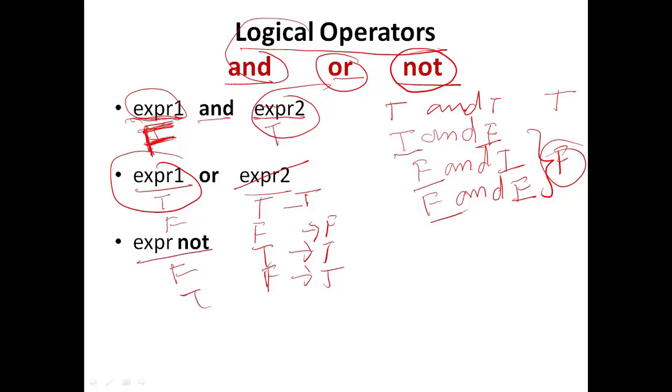The last one is the NOT operator, which works on a single expression. It is called a unary operator. So it will give the opposite result of the expression. If the expression evaluates to true, NOT expression will result in the answer false, and vice versa.